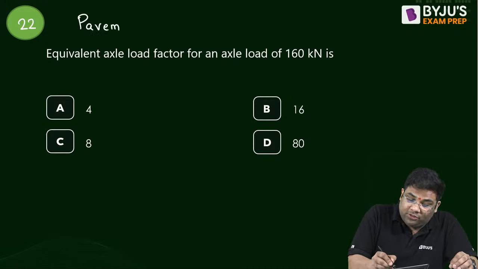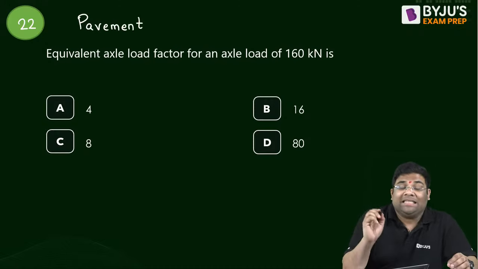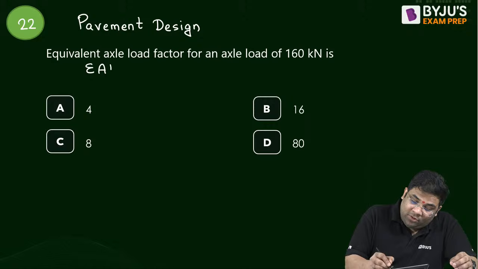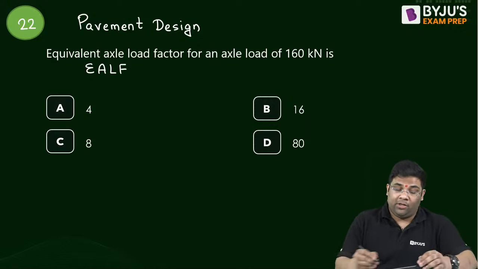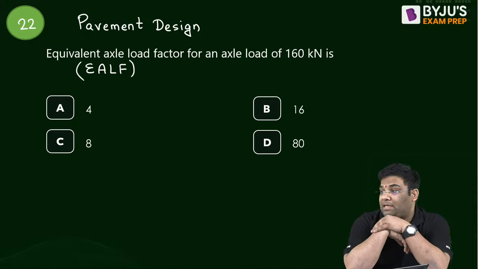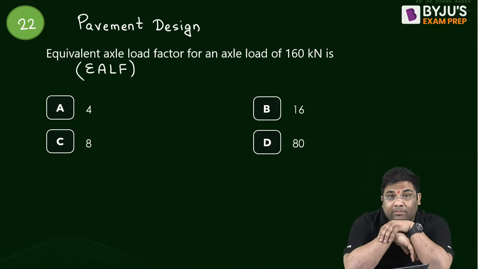Next question, 22nd question, from your pavement design. Please answer this question. Equivalent axle load factor, we can say EALF. I have taught this in one video on vehicle damage factor. What is the answer? 22nd question. Please answer very fast. What is EALF? The axle load is given. What is the answer?